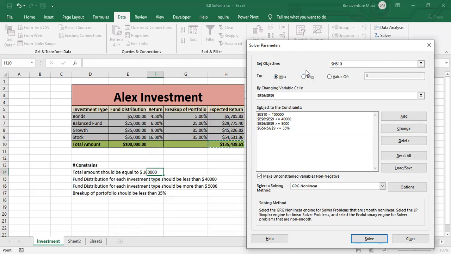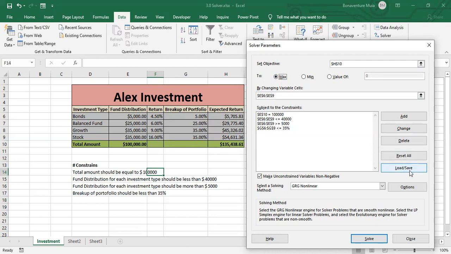And then there are several ways in which you can set your objective. You can set your objective to maximize or minimize, or you can set a specific value for your objective. So for now, we want to maximize. We want to get anything more than 135,438.61. And then I got my constraints here.